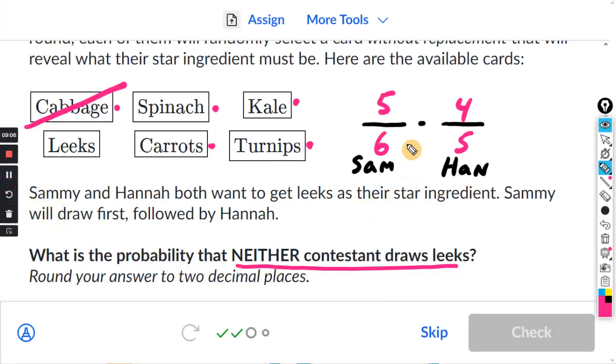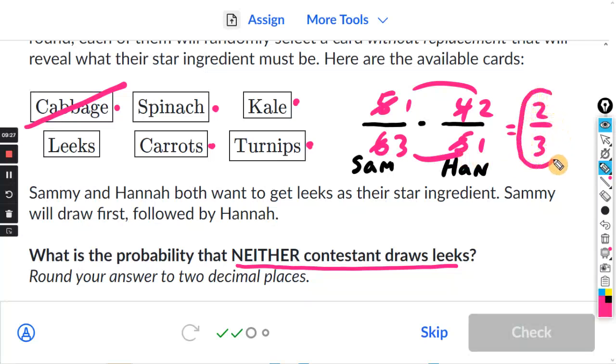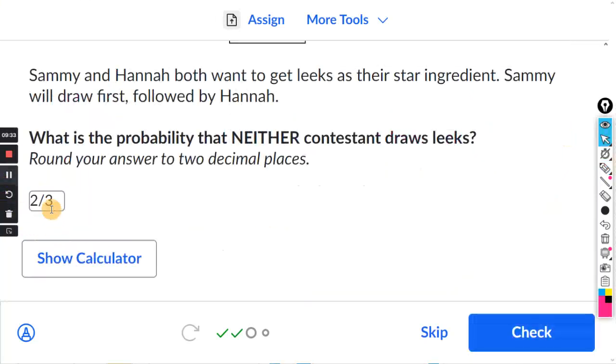All right, reducing fractions. 5 divided by 5 cancels. 4 and 6 are both even. 6 divided by 2 is 3. 4 divided by 2 is 2. All right, 1 times 2 is 2 in the numerator. 3 times 1 is 3 in the denominator. All right, 2/3.